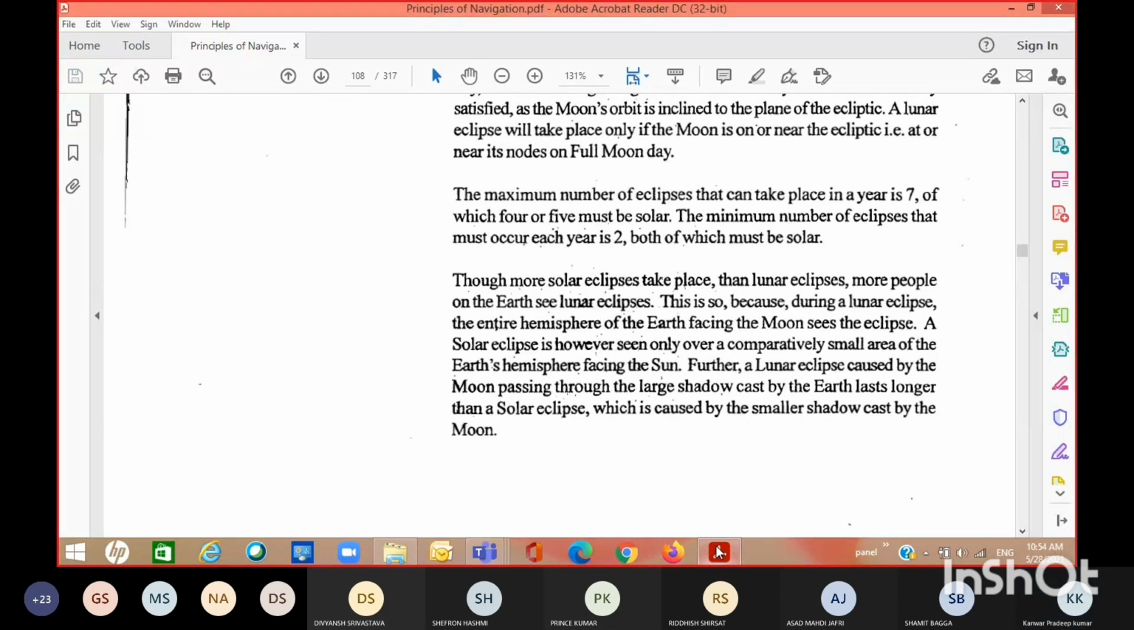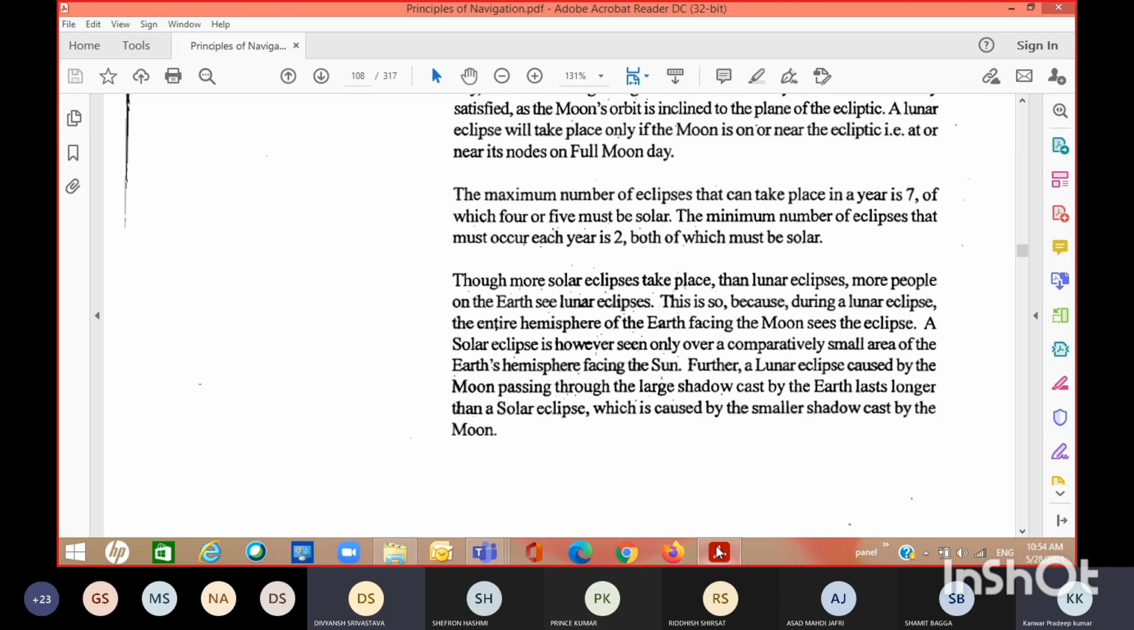Though more solar eclipses take place, more people see the lunar eclipse. Why? Can anyone tell me? Though more solar eclipses are taking place, it is witnessed more by people in the lunar eclipse. Why? Any idea? सर सोलर एक्लिप्स जहाँ होगा तो वो बस पेनम्बरा और अम्ब्रा में ही दिखेगा यूजुअली.